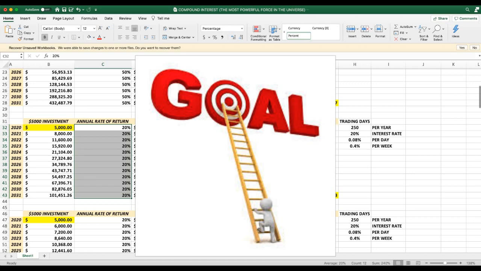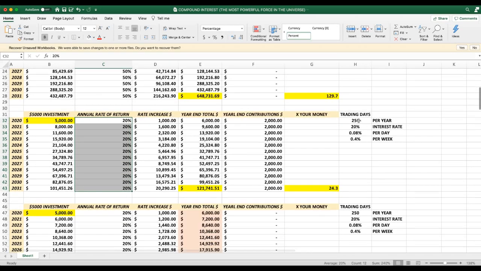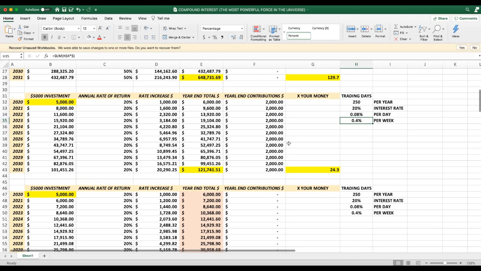So you can see how that breaks down. And look at how much you would have to make per week on the trading days. Same thing: 250 trading days, 20% interest rate, 0.08% per day. It's not even a percent, 0.08%. It's not even 8%. 0.4% per week, not even 0.5% per week. You guys see the moves in companies, so you understand how much they move. It's crazy. They can move up to 20% in a day.